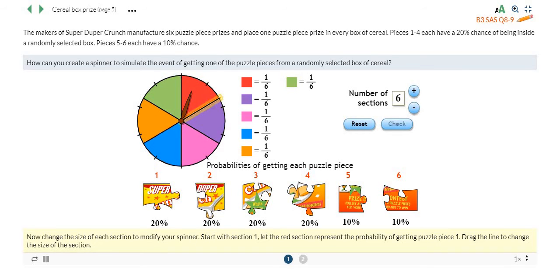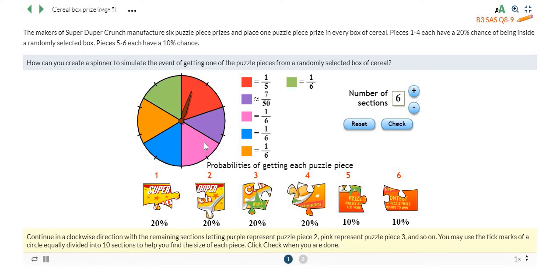So they have measured these based on fractions. Well, what fractional size do 4 of my sections need to be? 20%. What is 20% as a fraction? You have it written in your chart. 1/5. So right now they're at 1/6. So is 1/5 larger or smaller? Larger. 1/5 is larger. So I need 4 of the sections to be 1/5.